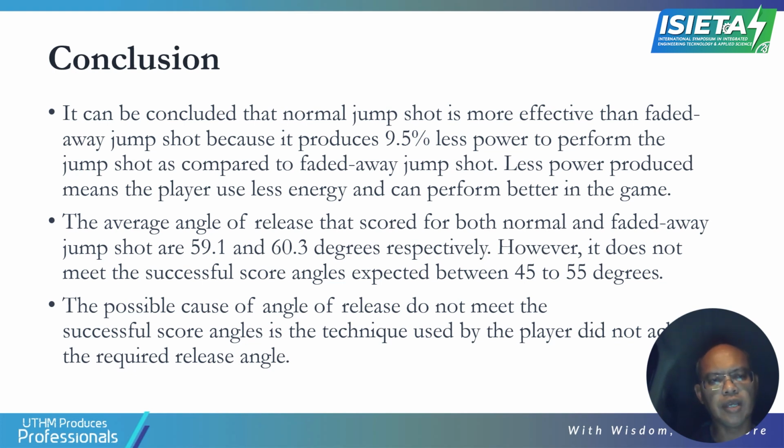The second conclusion: the average release angles for the normal and fadeaway jump shots are 59 and 60 degrees respectively. However, this does not meet the successful angle. Normally the successful release angle is between 45 and 55 degrees. Our third conclusion is that the possible cause is that the technique used by the player did not achieve the required release angle.